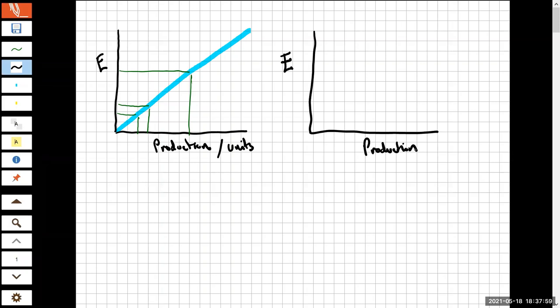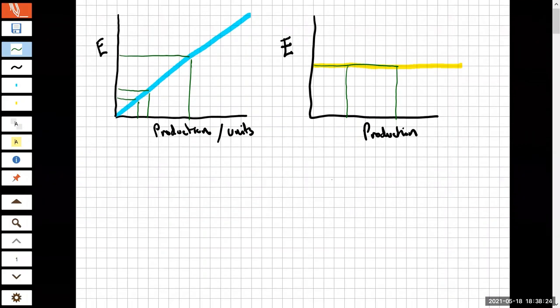Now we've got another type of cost. So this type of cost goes like this. No matter how much you increase your production, so you can double your production again, so roughly double here, the cost will always be the same. Now, can anyone tell me what type that is? Yeah, we got a few fixed costs. Brilliant.